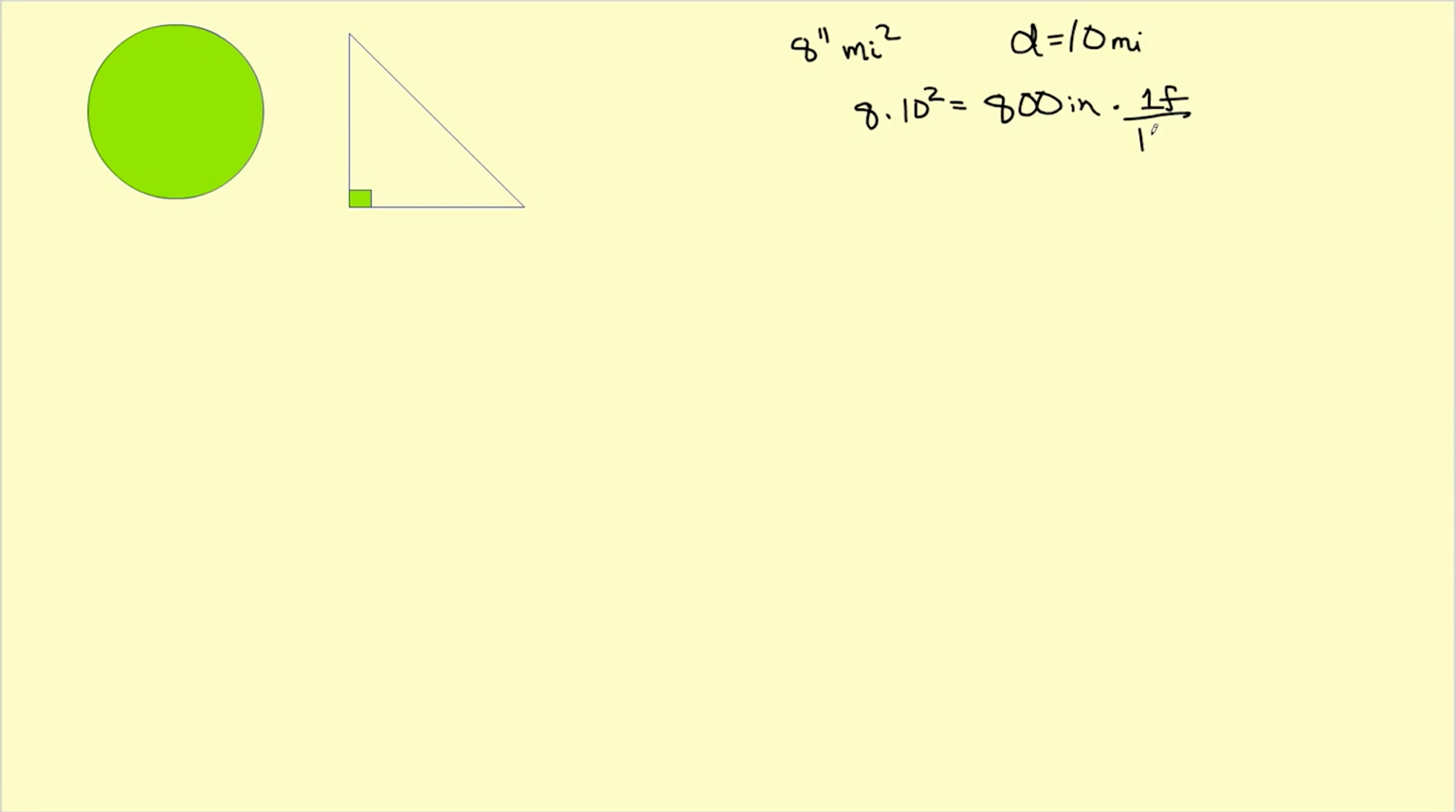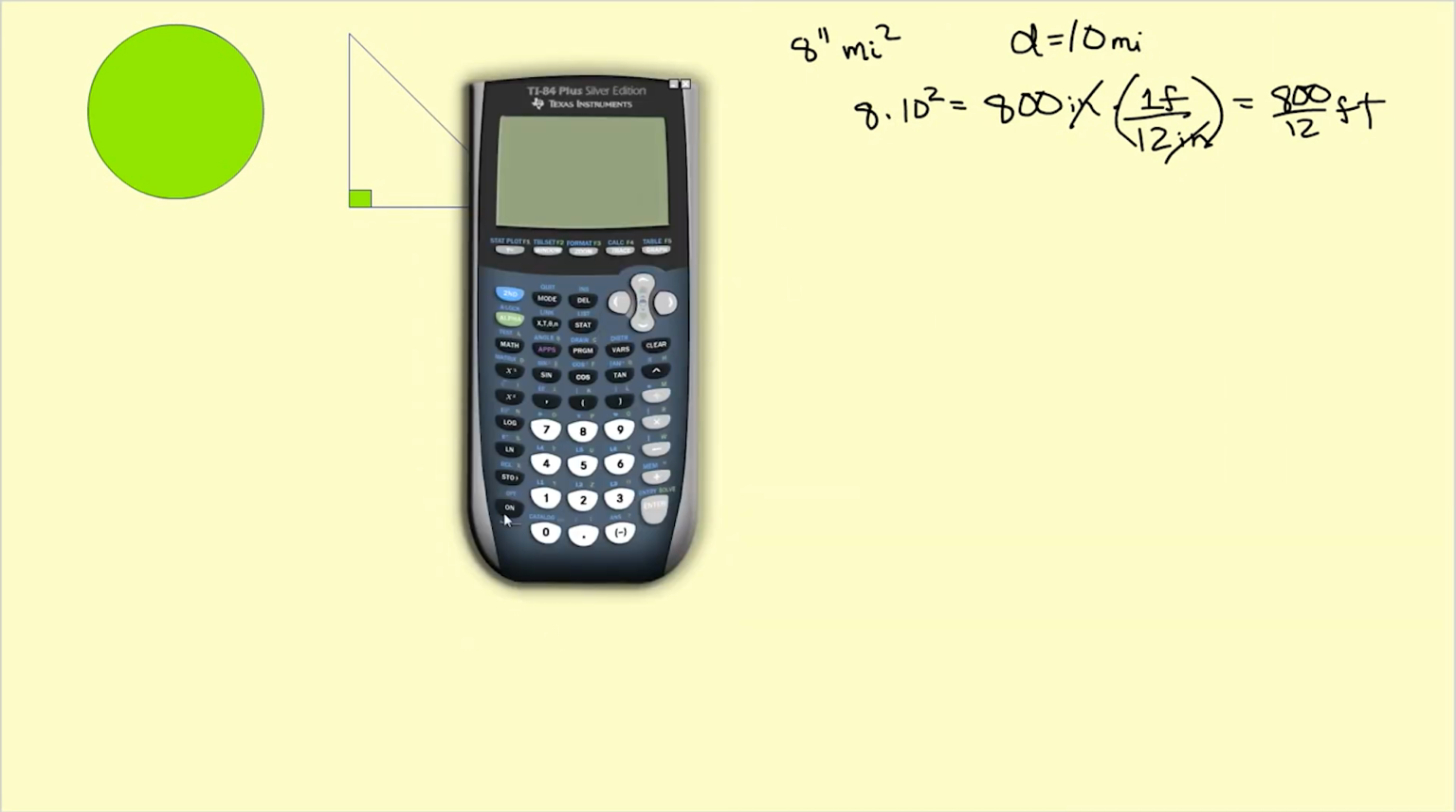1 foot divided by 12 inches is a fair conversion factor because 1 foot equals 12 inches, so we're allowed to do this. I am going to cancel inches, and I'm going to stick with feet. So we got 800 over 12 feet. Let's cross that T. 800 divided by 12 is going to give us 66.7 feet at 10 miles.